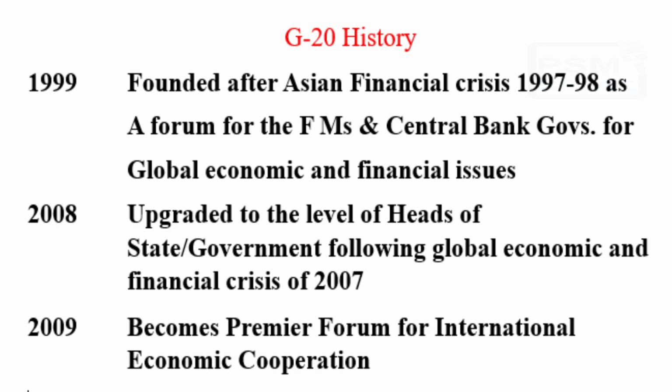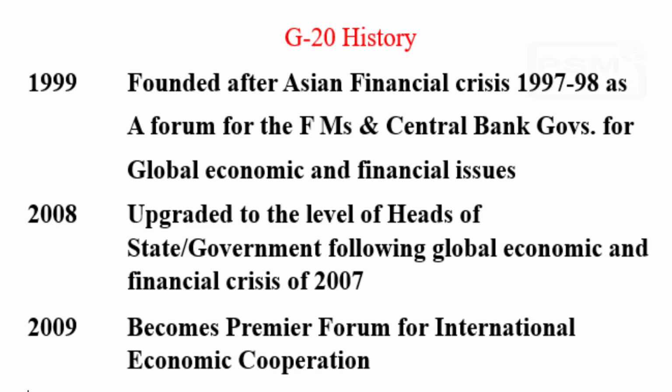But later, in 2008, following the global economic and financial crisis, the groupings and the countries felt that there is a need for consensus action by cooperation by the 20 members. Then the grouping was elevated from finance ministers and central bank governors level to heads of state and government level. The meeting should be participated in by the heads.